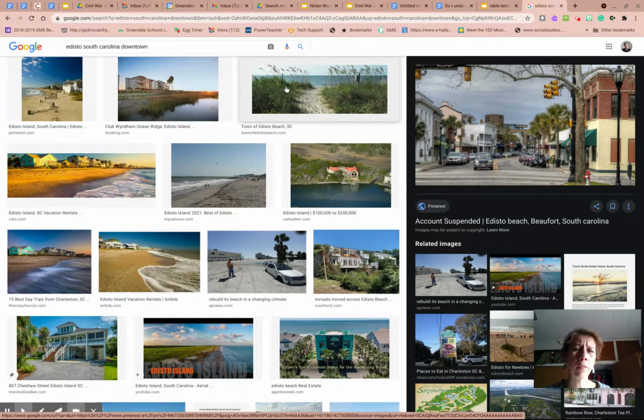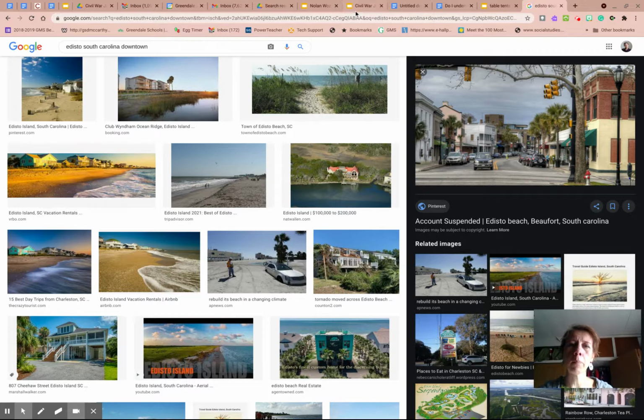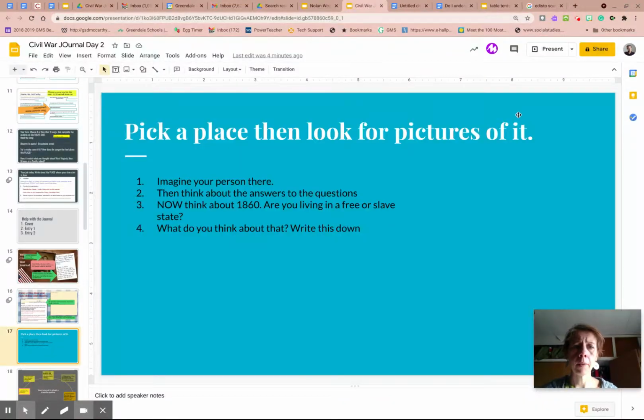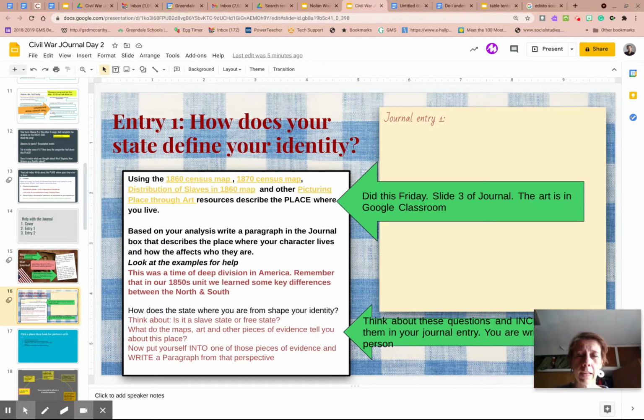Okay, so you have Google image search, you have the world at your fingertips. You should use that as a way to kind of put yourself in this place. We have historic images of other places. Look them up. Use that as inspiration to get yourself started. Imagine your person there and then think about the answers to the questions that I've asked for this journal entry. Think about 1860. Are you living in a free or a slave state? So yes, South Carolina is beautiful and there's a beautiful beach, but you're living in a slave state.